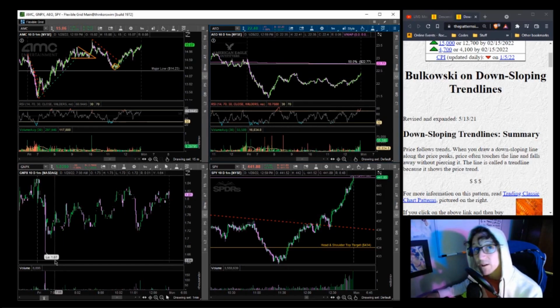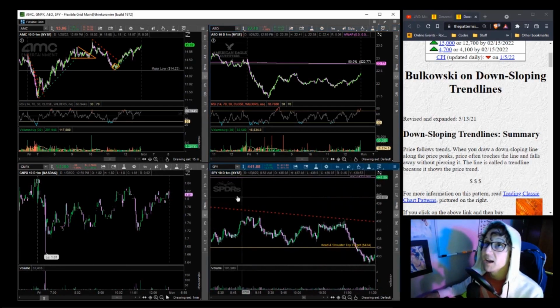GNPX found a low of 1.67. Patterns has a pretty low price target on this still. There might be a ways to go before GNPX turns around and begins to be bullish. And the SPY, what did the SPY do today?